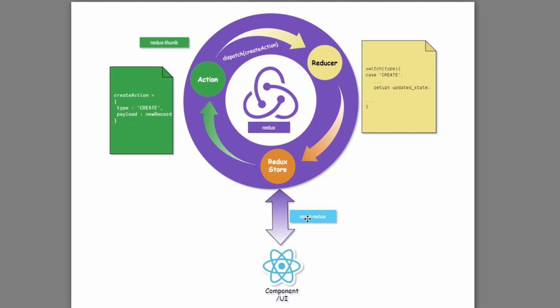From these cases, an updated state object will be returned and it will be replaced inside this Redux Store here. We can access Redux Store data inside a React component or UI with the help of the intermediate package React Redux. Whenever there is a change inside this Redux data, corresponding changes will be reflected inside the React components. So that's how Redux works with React.